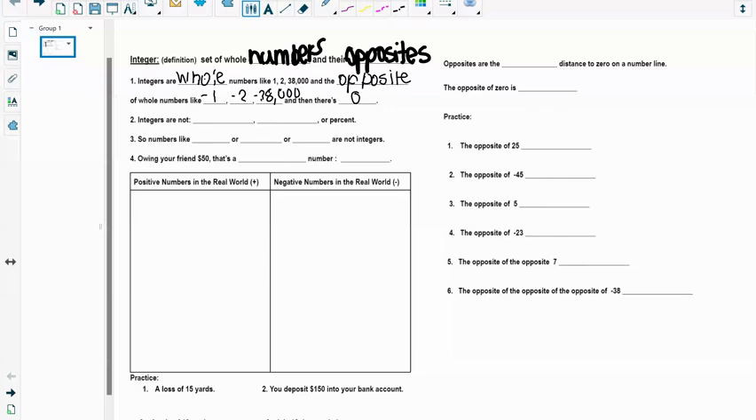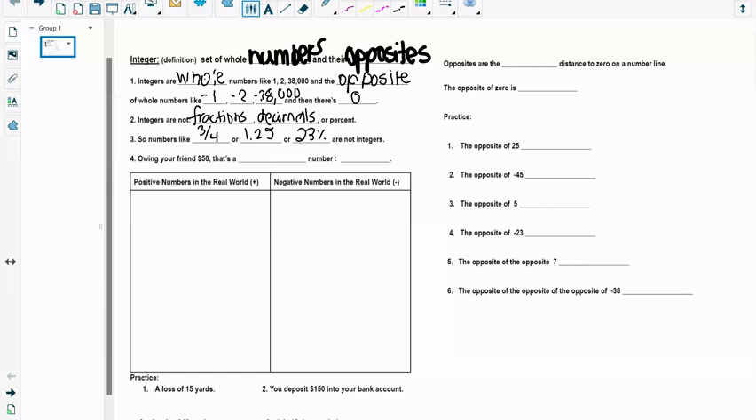What's nice about integers is that they're not fractions, decimals, or percents. So numbers like 3/4 or 1.25 or 23% are not integers. They have to be whole numbers, positive and negative whole numbers.